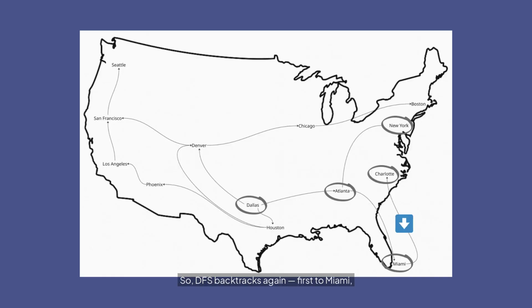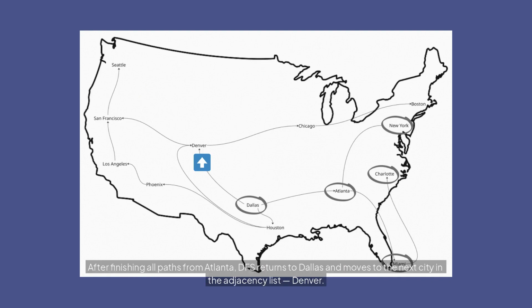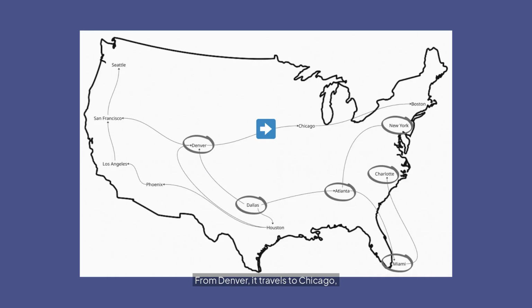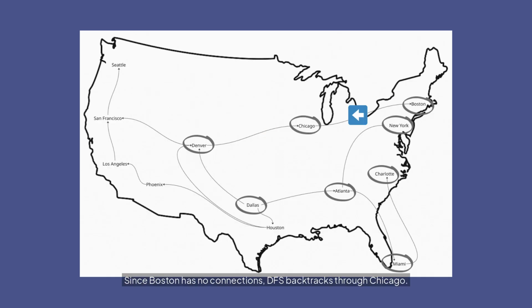So, DFS backtracks again, first to Miami, then to Atlanta, and finally to Dallas once all of Atlanta's routes have been explored. After finishing all paths from Atlanta, DFS returns to Dallas and moves to the next city in the adjacency list, Denver. From Denver, it travels to Chicago, then to Boston. Since Boston has no connections, DFS backtracks through Chicago, and then Denver before exploring the next destination, San Francisco.